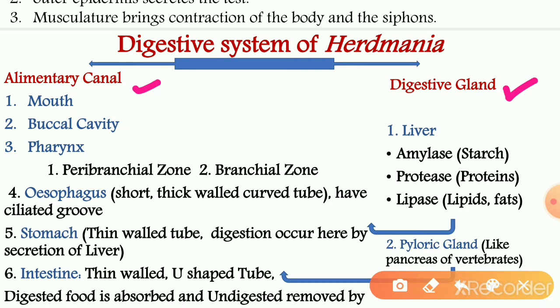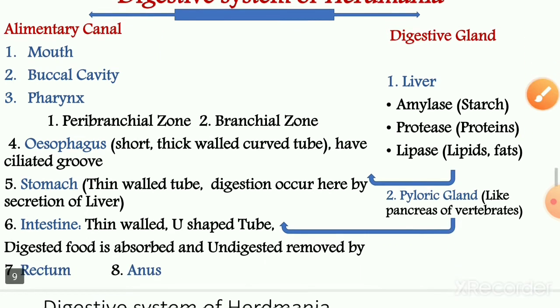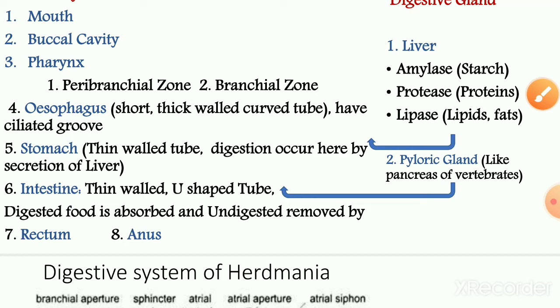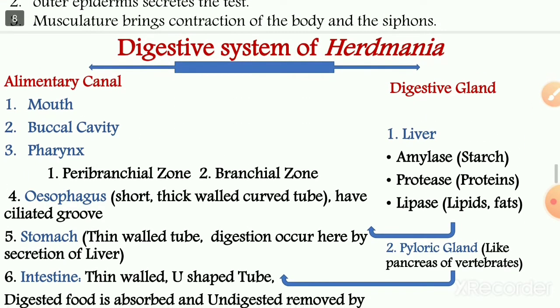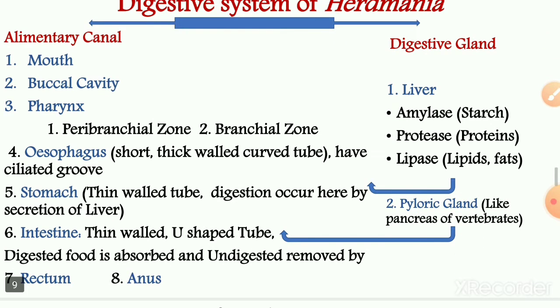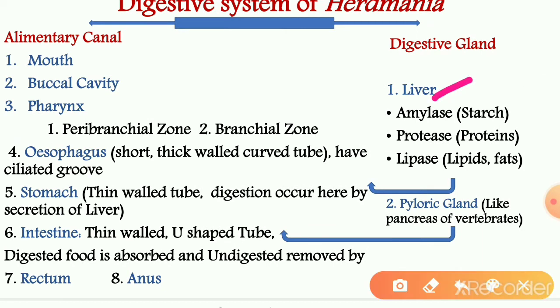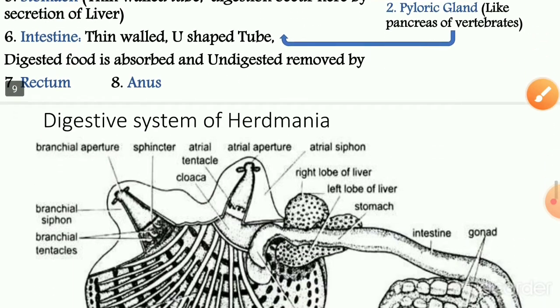So the parts of the alimentary canal are the mouth, buccal cavity, pharynx, esophagus, stomach, intestine, rectum and anus. All these are the parts of the alimentary canal. And the digestive glands mainly comprise the liver and pyloric gland. These two are the glands which help in digestion. Now we'll discuss them one by one.